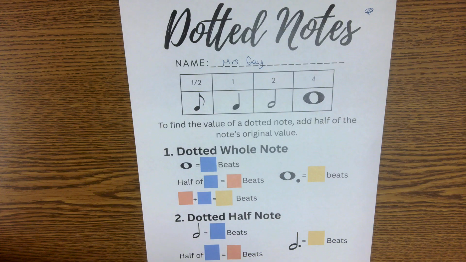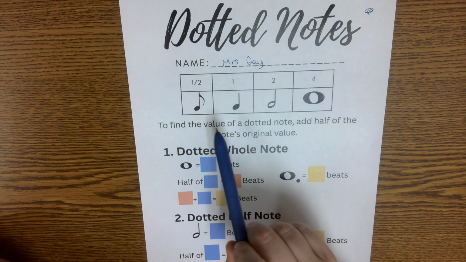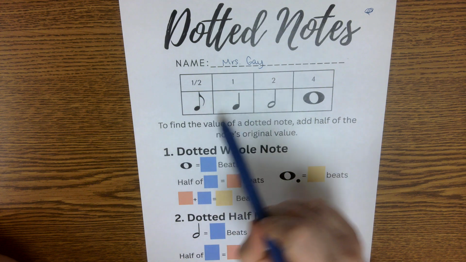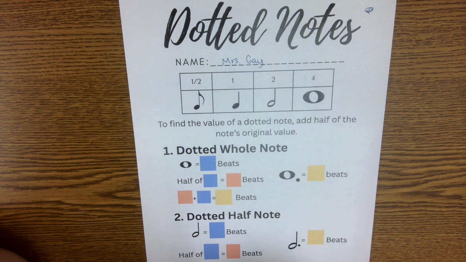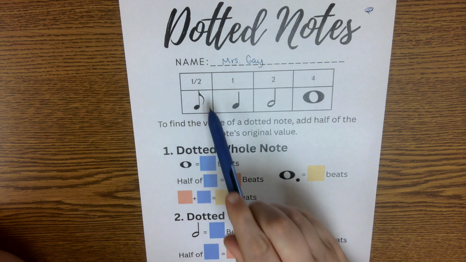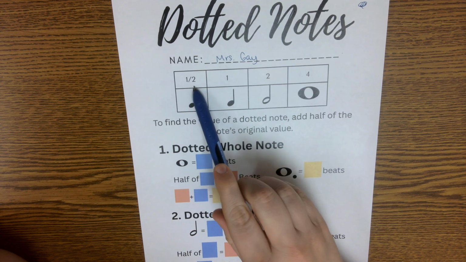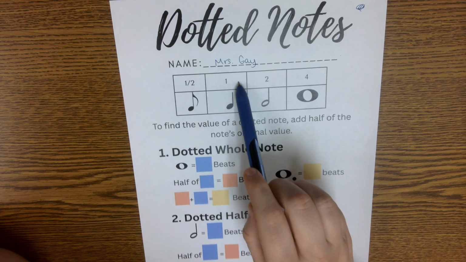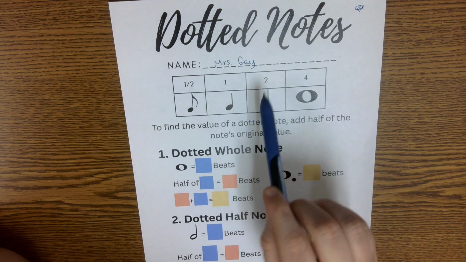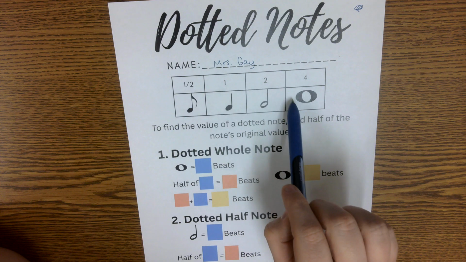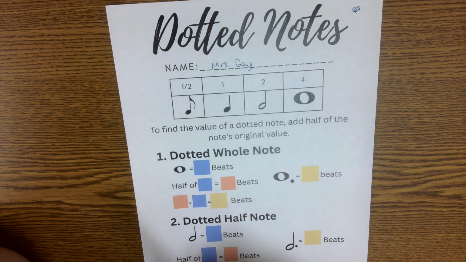Alright, first things first, make sure you put your name on the name blank so I know who did your paper. Now, up here at the top in this table right here, we've got our 4 different types of notes we're going to be working with today. Our eighth note, which gets half a beat, our quarter note, which gets 1 beat, our half note that gets 2 beats, and our whole note that gets 4 beats.